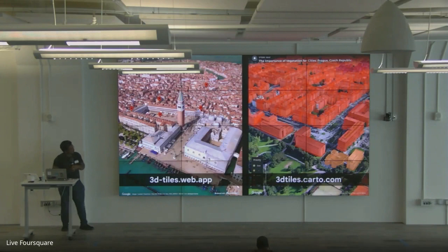So please give these applications a try. UB Labs has made the 3D Tiles web app, which is a Cesium-based demo, and Carto has made the 3D Tiles Carto.com, which is a DeckGL example. So please, all of you geospatial 3D experts out there, have fun. Let us know how it goes.